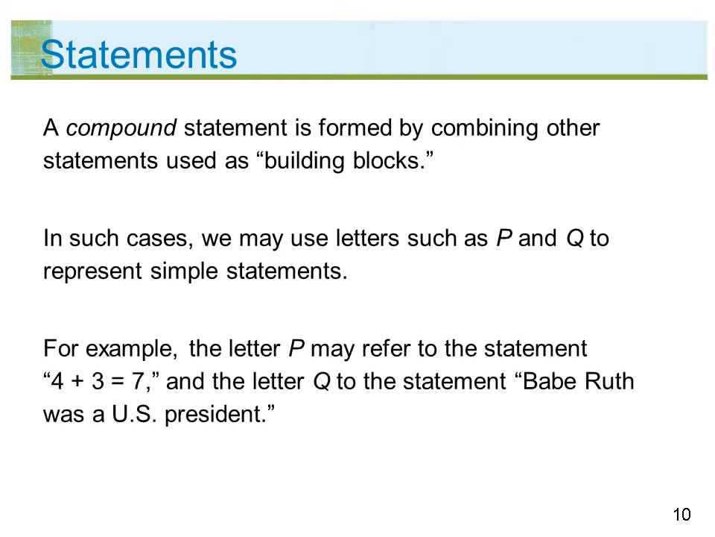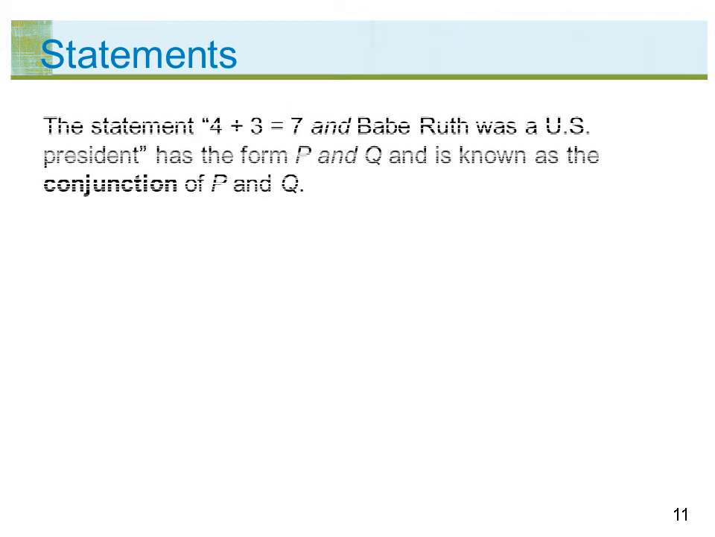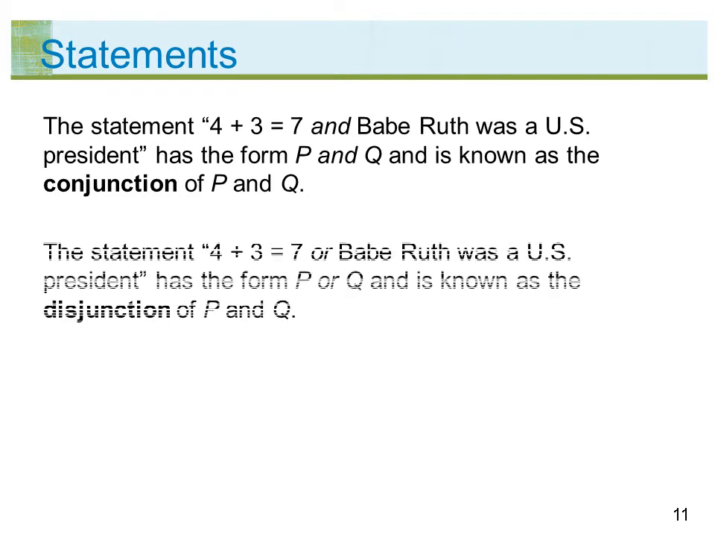For example, the letter P may refer to the statement 4 plus 3 equals 7, and the letter Q to the statement Babe Ruth was a U.S. president. The statement 4 plus 3 equals 7 and Babe Ruth was a U.S. president has the form P and Q and is known as the conjunction of P and Q. The statement 4 plus 3 equals 7 or Babe Ruth was a U.S. president has the form P or Q and is known as the disjunction of P and Q.